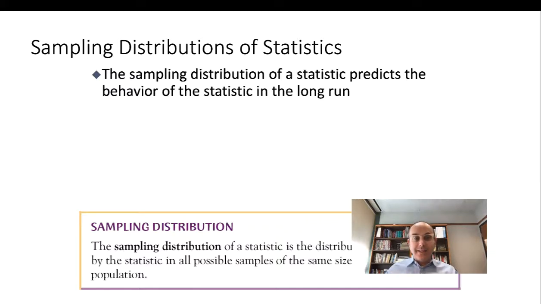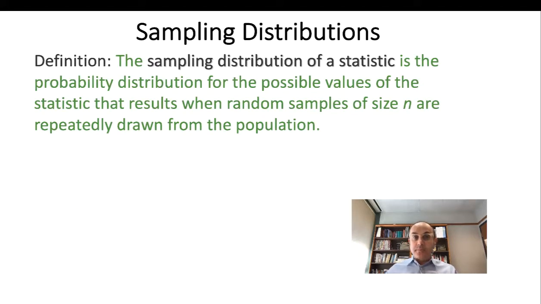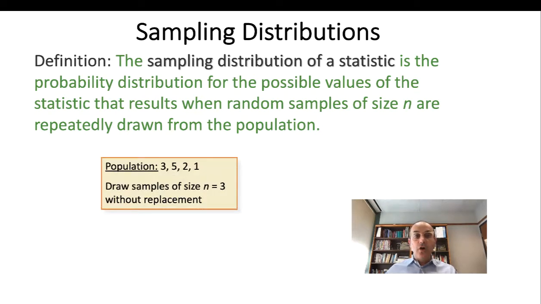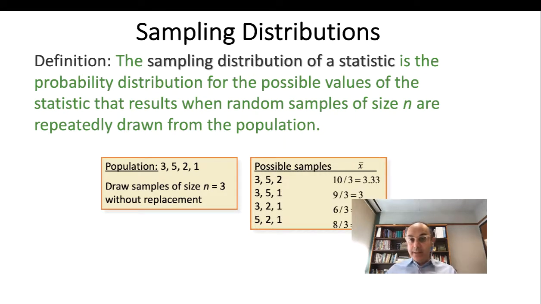So the sampling distribution of a statistic is what we get when we repeatedly draw samples of size n from the population. If the population is 3, 5, 2, and 1, we draw a sample of n equal to 3 without replacement. So 3 plus 5 plus 2 equals 10, divided by n, which is 3, equals 3.33. This is how I apply that. Each value of X bar is equally likely, with probability 1 divided by 4.